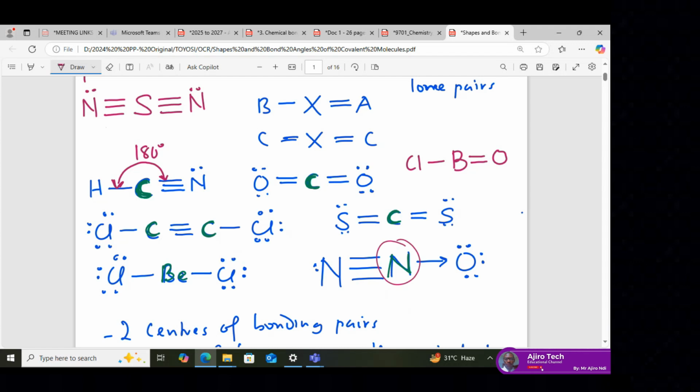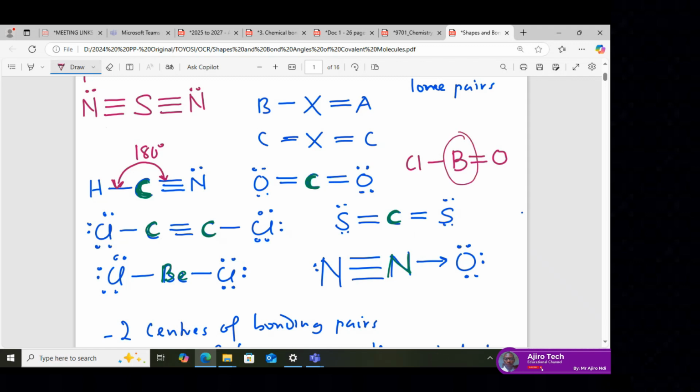It shares 3 with nitrogen on the left. It now shares the remaining 2 with oxygen on the right as a dative bond. Linear. All these molecules here, they are linear molecules. Okay. What group is boron?